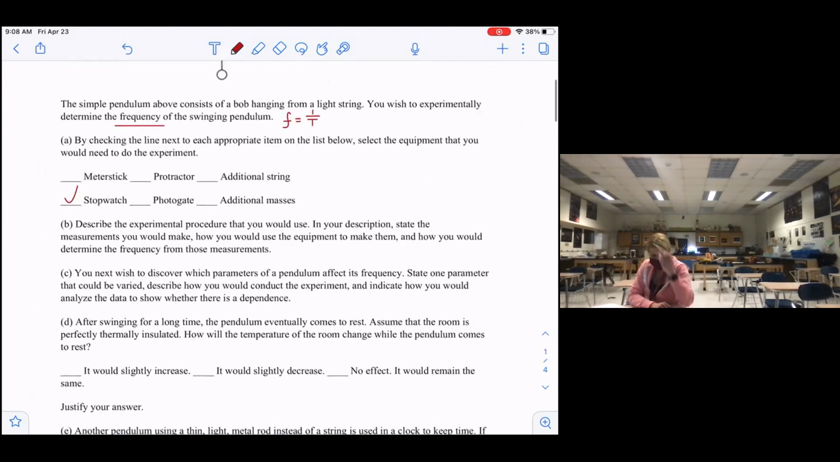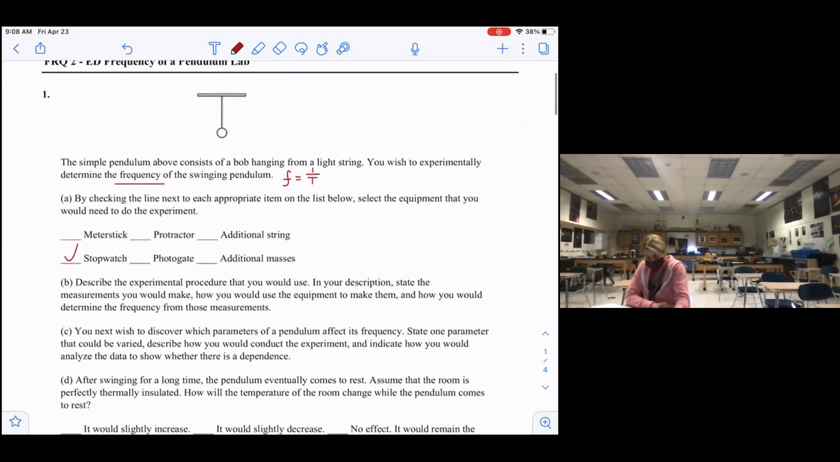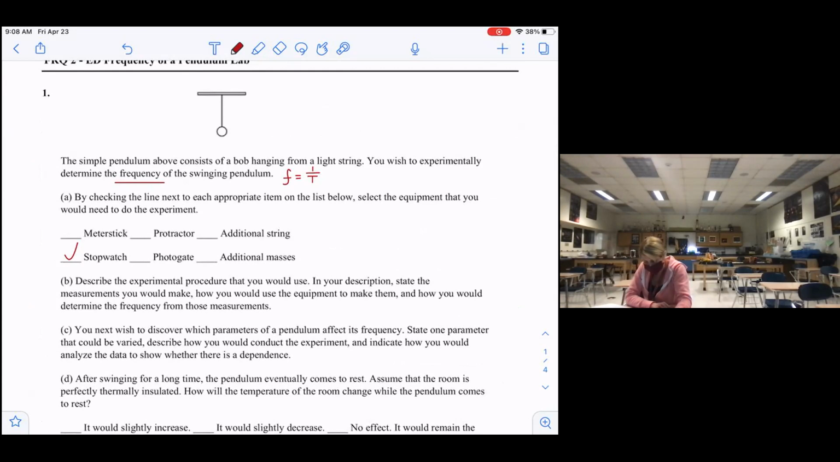Okay, so then let's go ahead and look at part B. Describe your experimental procedure that you would use. In your description, state the measurements you would take, how you would use the equipment to make them, and how you would determine the frequency from those measurements.